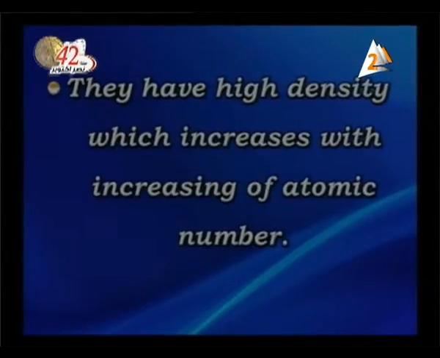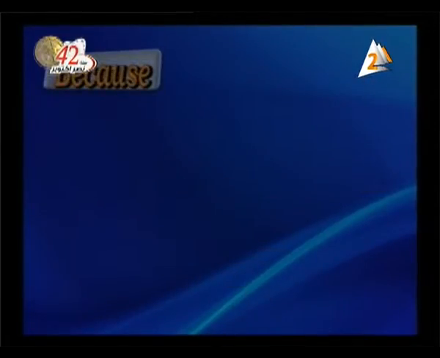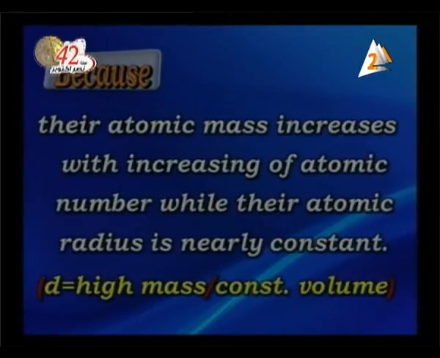My dear students, the transition elements have high density, which increases with the increasing of atomic number, and so we have to give reason in this point. The reason for that, my dear student, is because their atomic mass increases with increasing of atomic number while their atomic radius is nearly constant. So the density equals high mass over constant volume, which gives higher values.